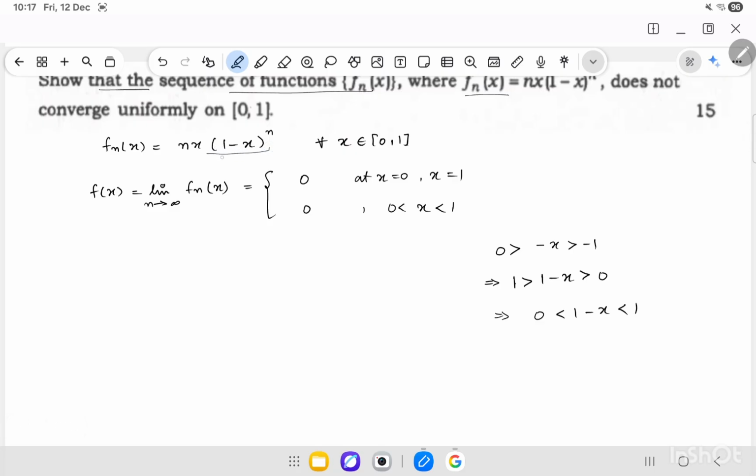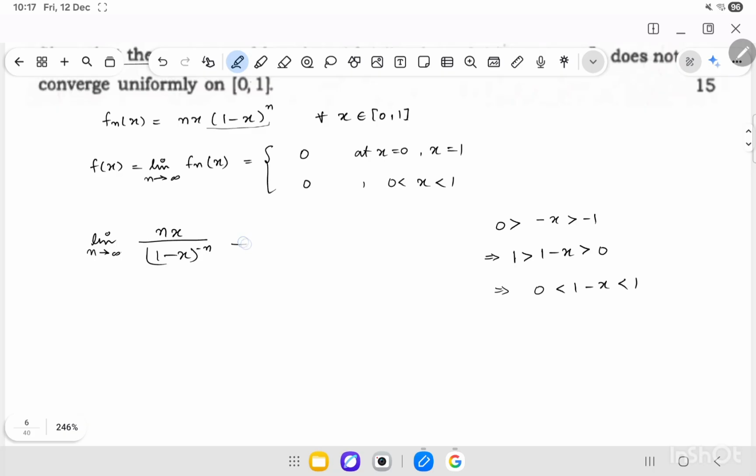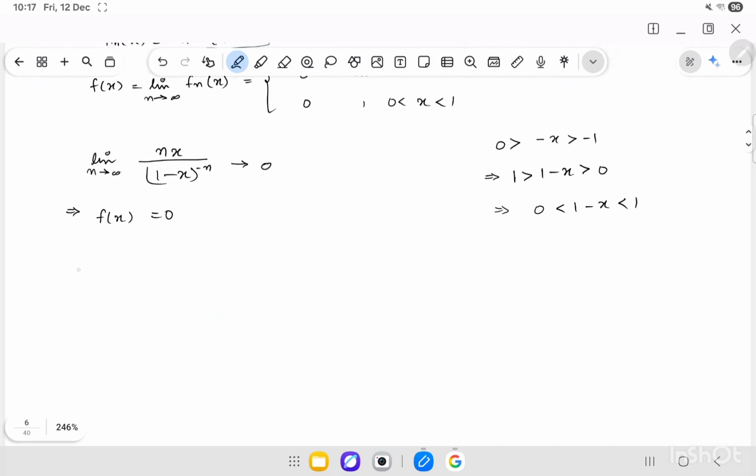So it will be basically a 0 times infinity form. So you can just use L'Hopital's rule to evaluate this limit, that is nx divided by (1 minus x) raised to minus n. And you can easily observe that this approaches 0 as n approaches infinity. So from here we can say that our f(x) is a 0 function only. So from here we cannot conclude anything directly. So let's move on to evaluate this. Basically we'll be using the definition of Mn, that is, we'll evaluate Mn, the supremum of this, and we'll check if it approaches 0 as n approaches infinity or not.